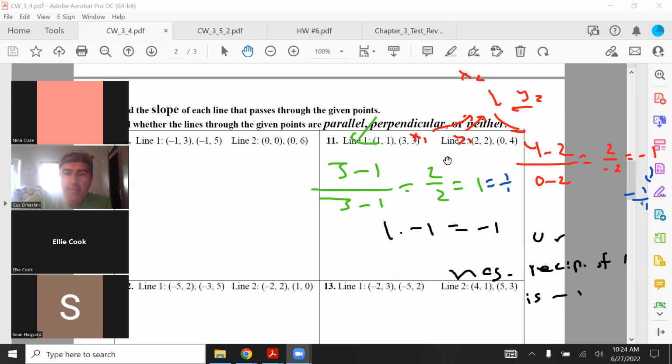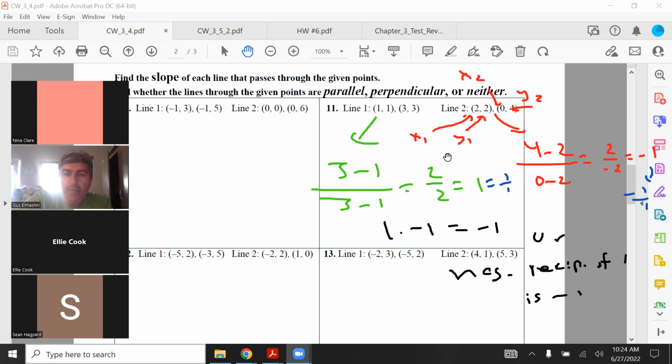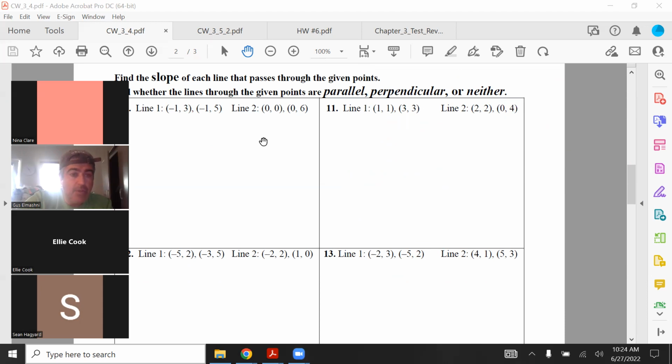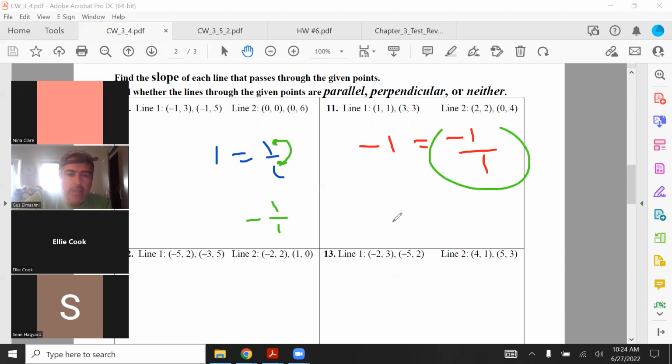Okay, yeah, that's because the slope of the first line was 1. The slope of the second line was -1. 1 and -1 are negative reciprocals. 1 is like saying 1 over 1. -1 is like saying -1 over 1. If I were to flip that over and put a negative sign in front, I get the same thing there. And so that will always be perpendicular lines.